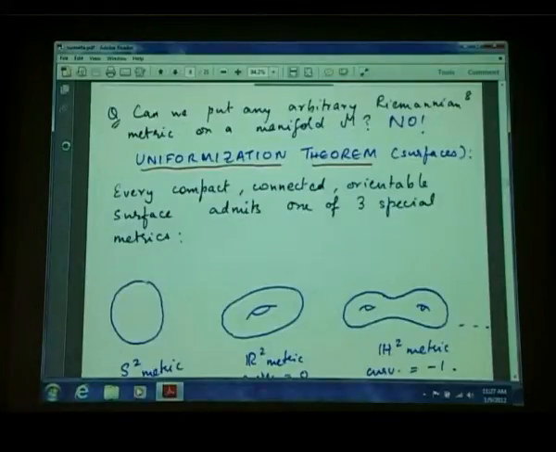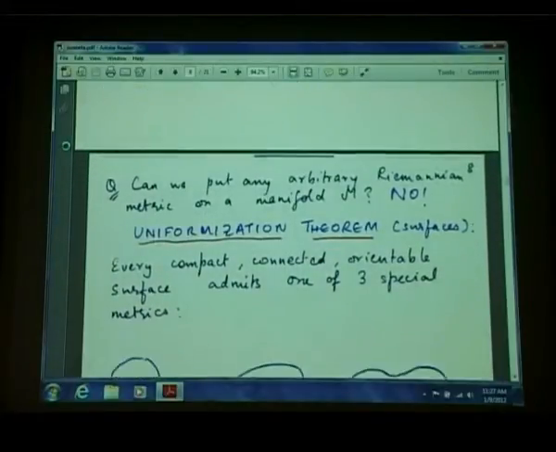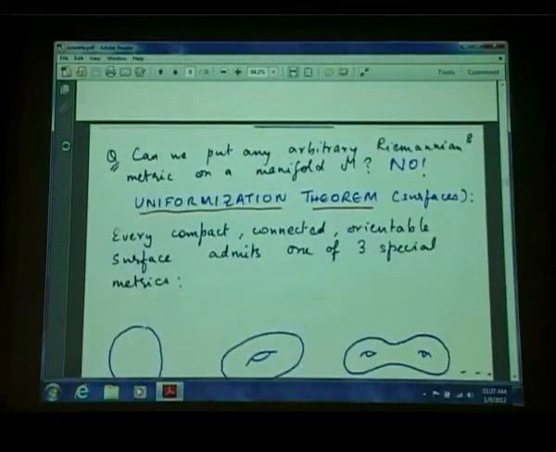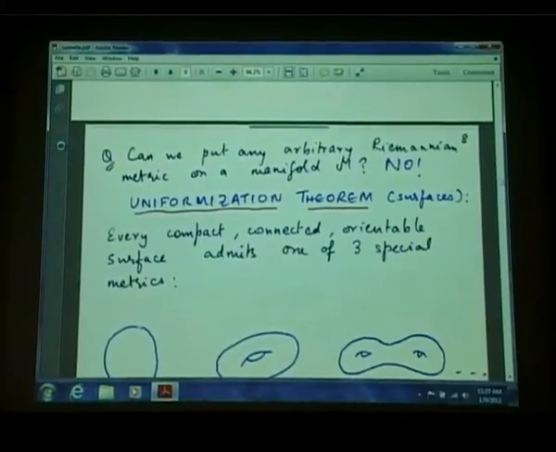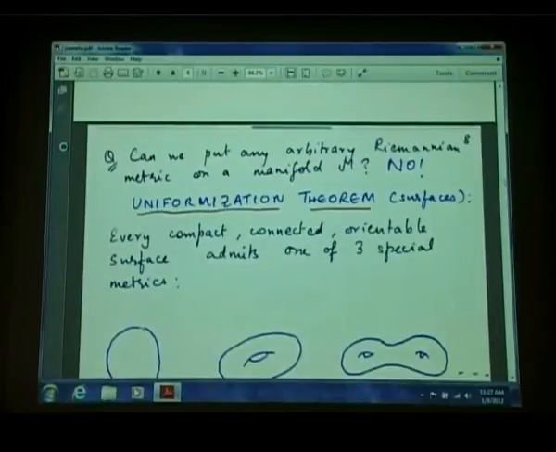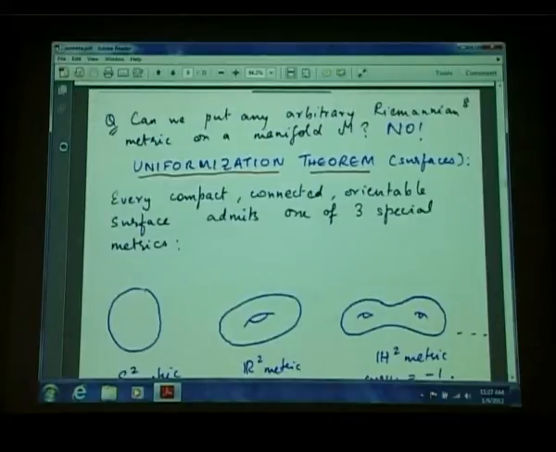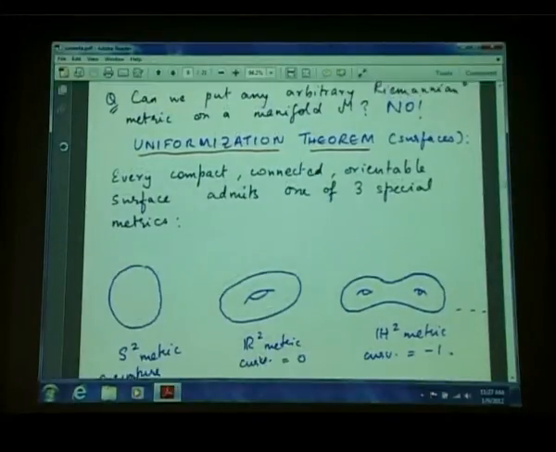Okay, so the natural question that you can ask at this point of time is, we saw that, for example, on the unit open disk, I could either put the Euclidean metric or I could put the hyperbolic metric. So can you put any arbitrary Riemannian metric on a manifold M? The answer is no. But there is a very nice theorem, a classical theorem called the uniformization theorem, which holds for surfaces. So let me state the theorem first.